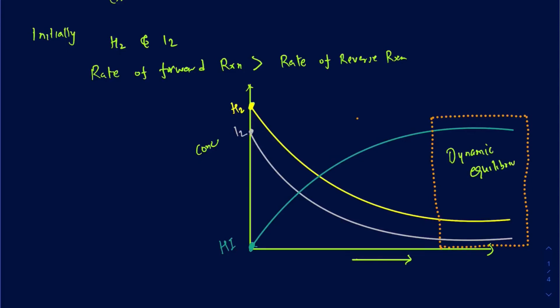So this is when you have the rate of forward reaction equal to the rate of reverse reaction. Initially the rate of forward reaction was high and the rate of reverse reaction was low, but as time passes by, the rate of forward reaction decreased and the rate of reverse reaction increased until they become equal to one another. And when they become equal to one another, you run into a so-called dynamic equilibrium.